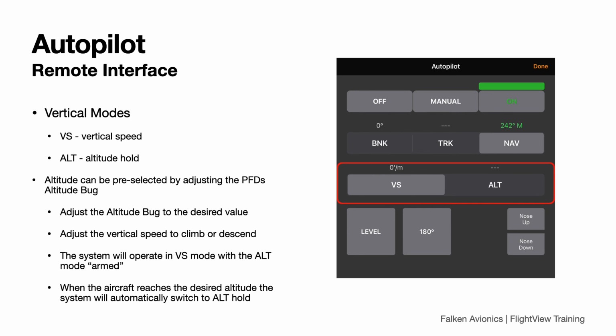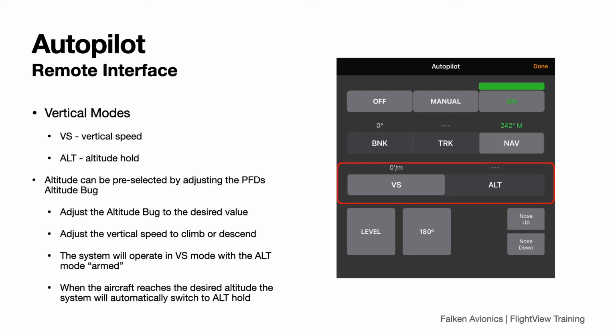We also have a couple of options for vertical mode. Vertical speed mode attempts to hold a selected vertical speed. To climb, adjust the vertical speed bug up. To descend, adjust the vertical speed bug down. To fly more or less level, adjust the vertical speed bug to 0. This is similar to altitude hold, but a bit more forgiving in bumpy conditions.